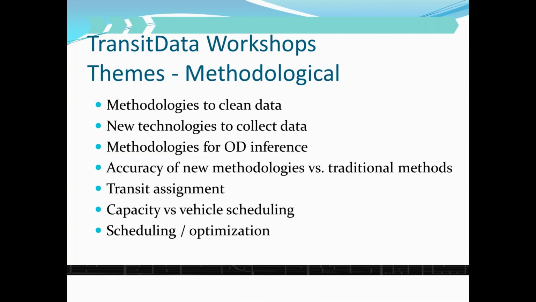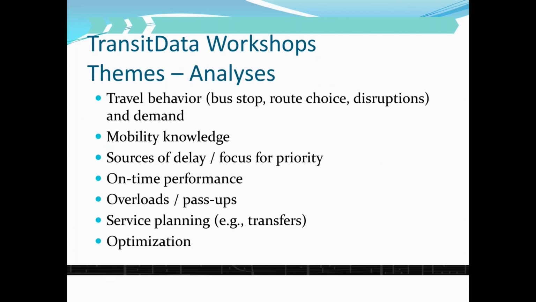In terms of analyses, some of the themes that I notice: travel behavior, given where people live, when do they choose to go to one stop versus another? How far are they willing to walk? Route choice. What happens in cases of disruptions, especially in heavy-duty rail systems like Transport for London or MTR in Hong Kong? Sources of delay, focus for priority, on-time performance, service planning, transfers, where do they occur, and optimization of networks when feasible.